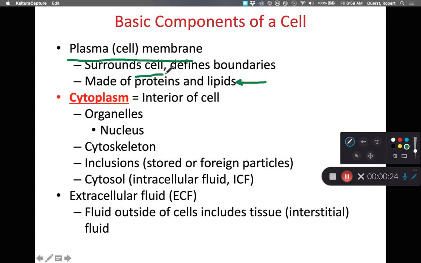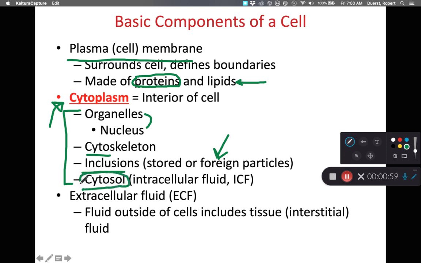The proteins that are within the plasma membrane make up a significant portion as well. Oftentimes, these proteins are going to be attached to carbohydrates. As we look at the fluid, or the material on the inside of the cell, that is referred to as the cytoplasm. Within the cytoplasm, we have four things that make it up. We have organelles, which include the nucleus. We have the cytoskeleton. We have some inclusions, which is where we store foreign particles, things that normally aren't in the cell but are being temporarily stored in the cell. And then we finally have the cytosol.